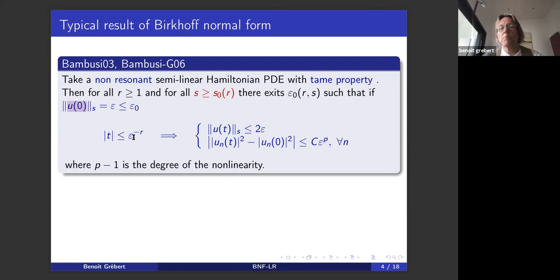then for long time, and long time means t smaller than epsilon to the minus r, where r is chosen arbitrarily at the beginning, you have the H^s norm of u still controlled by 2 epsilon, so it's not growing, and each mode is almost invariant. So this is the result of stability we obtained some years ago, actually. And here p, the coefficient p, is related to the degree of the nonlinearity, essentially the degree of the nonlinearity in the Hamiltonian, or p minus 1 is the degree of the nonlinearity in the equation.